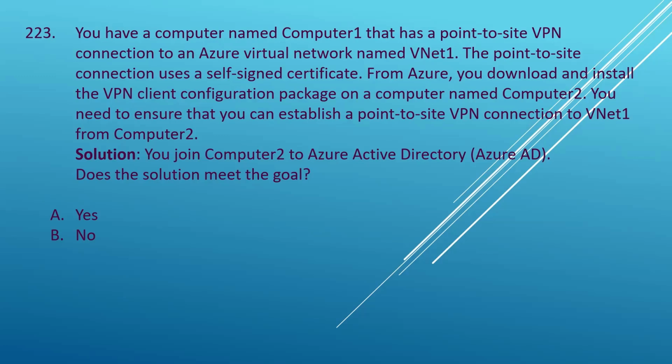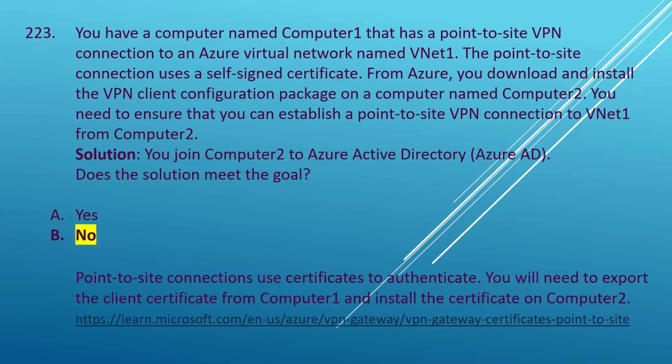Joining Computer 2 to Azure Active Directory or Entra ID does not address the issue of establishing a point-to-site VPN connection to VNet 1 from Computer 2. To ensure that you can establish a point-to-site VPN connection to VNet 1 from Computer 2, you need to import or install the self-signed certificate used for the point-to-site VPN connection on Computer 2. Simply joining Computer 2 to Azure AD won't automatically handle the VPN connection setup.